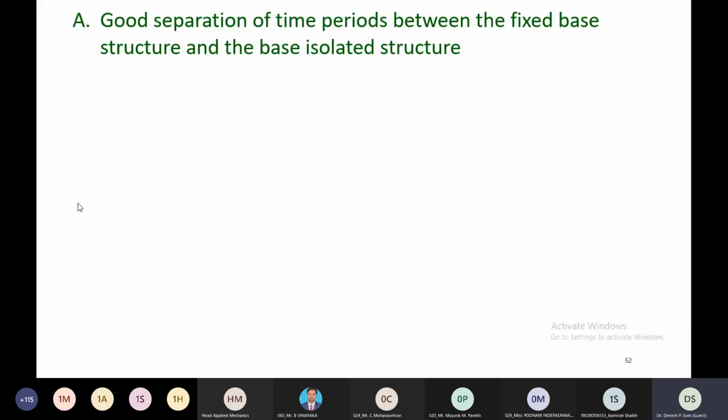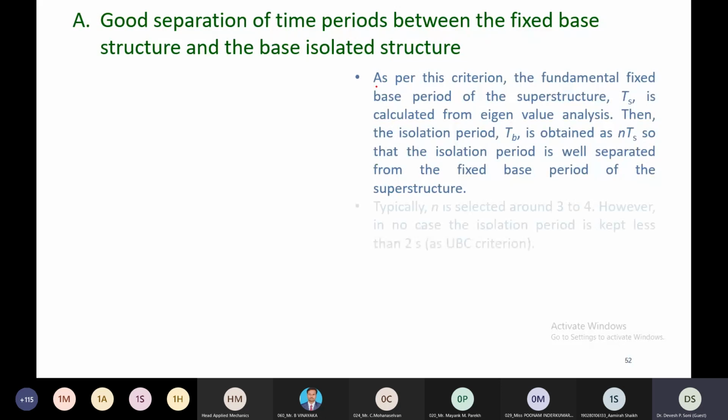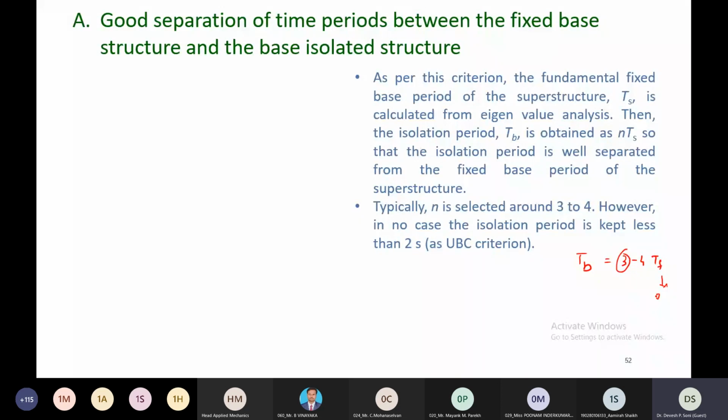one. First, good separation of time period between the fixed base structure and base isolated structure. See, as per this criteria, the TB, the time period of the base isolated building, is taken as 3 to 4 times the time period of the fixed base system. Okay. So, for example, if we take 3 and if the time period of fixed base system is 1, then the base isolation period according to this formula would be 3. Okay. However, UBC says that in no case the isolation period is kept less than 2 seconds. Okay. So normally the isolation period is taken as 3 to 4 times the period of the fixed base building.